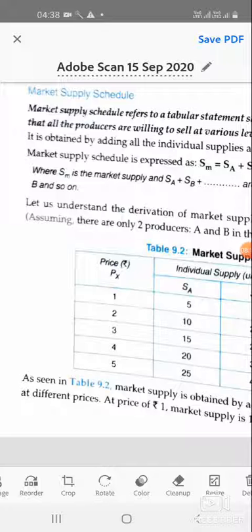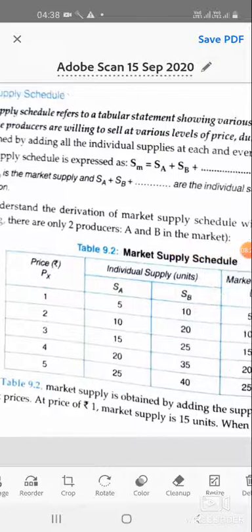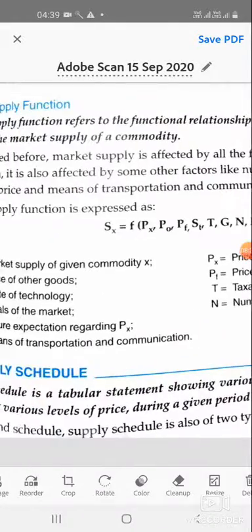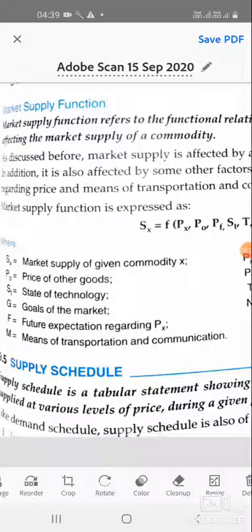So the supply curve is simply the graphical presentation of the supply schedule. It shows the direct relationship between price and supply. If you represent this schedule on the graph, you will find a straight upward sloping line showing the positive relationship between price and supply. It simply indicates that if the price of the commodity increases, the supply of the commodity also increases, and vice versa.